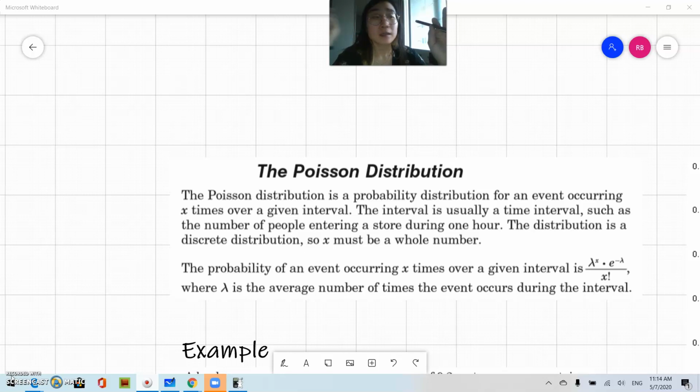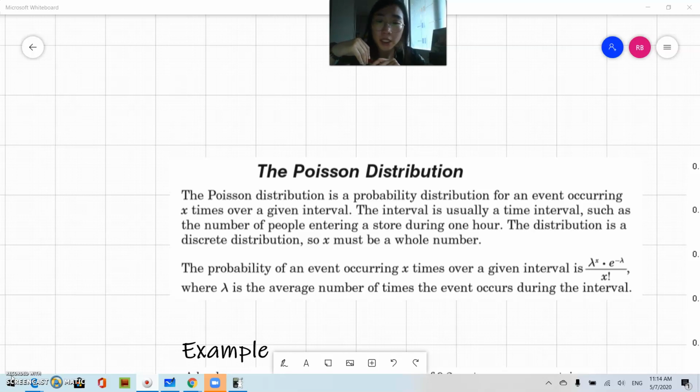Because you're counting how many times it's happening, it's a discrete variable, not a continuous variable. So in that sense, it's similar to binomial, because binomial is also discrete.